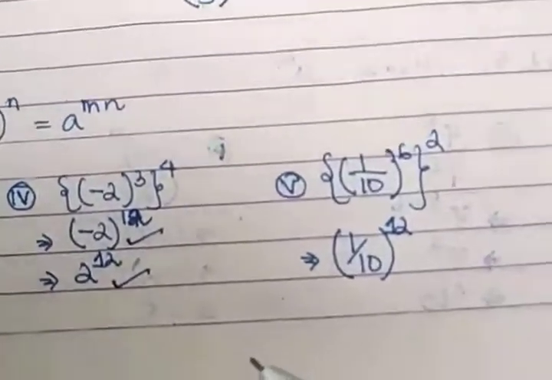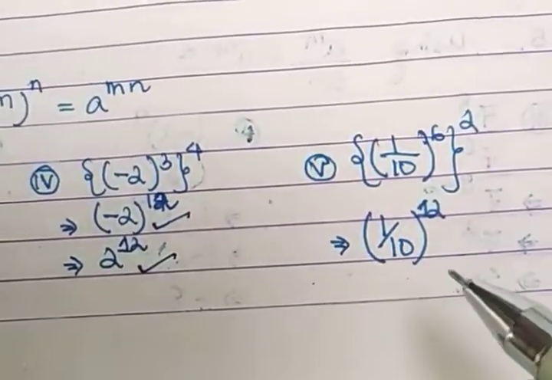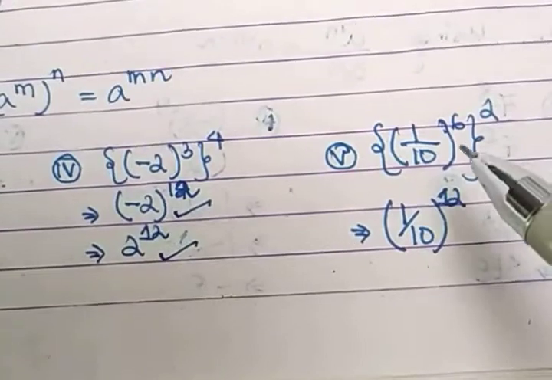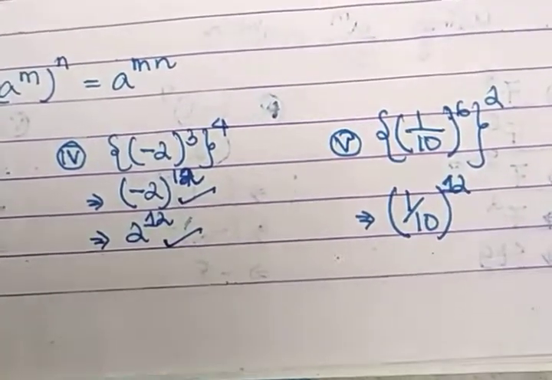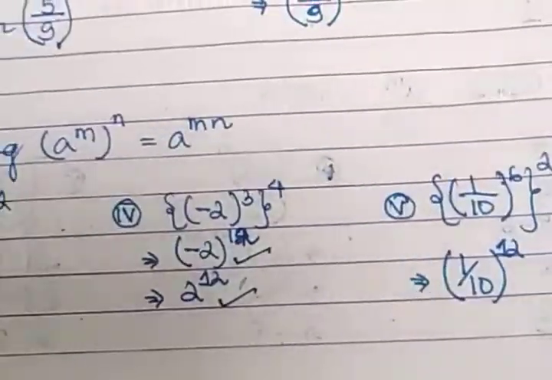Okay. Now for the fifth one, again the same thing. See, 1 by 10 to the power 6 whole to the power 2. So 6 into 2 is 12. The base remains same, 1 by 10 to the power 12. So that's it.